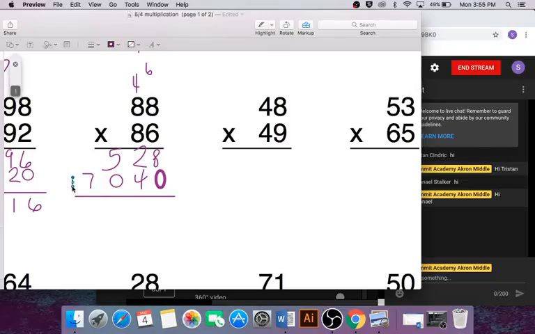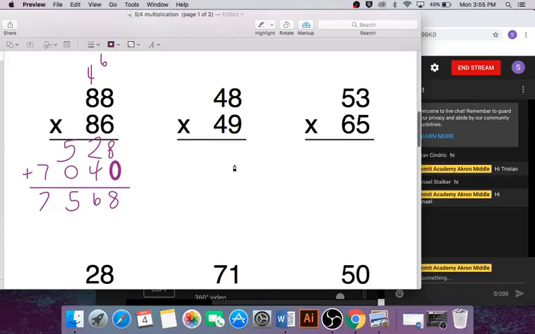So we're going to add those together. 8 plus 0 is 8. 2 plus 4 is 6. 5 plus 0 is 5. And 0 plus 7 is 7. So our answer is 7,568.